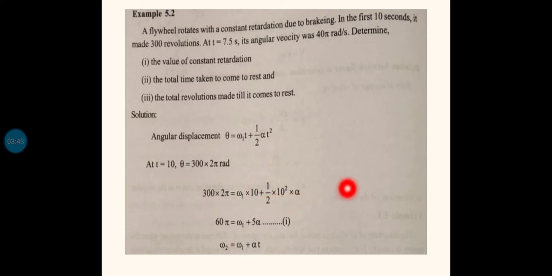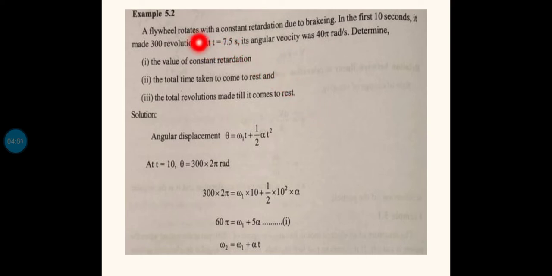Now we have one more equation, omega equal to omega 0 plus alpha t. That is the next governing equation. Now moving on to the time t equal to 7.5 second. Here the angular displacement is not given at time t equal to 7.5 second. Instead the velocity is given. So this velocity is the final angular velocity at t equal to 7.5 second. The initial velocity will be the same omega 0, which we don't know, as it is not given in this problem. So the final velocity at time t equal to 7.5 second is 40 pi radian per second.